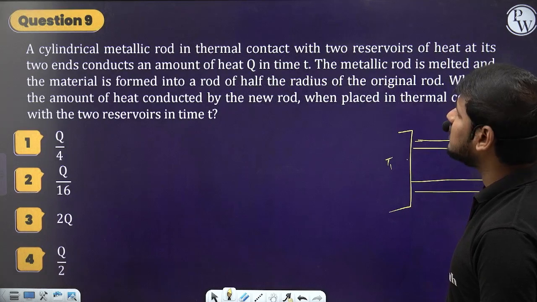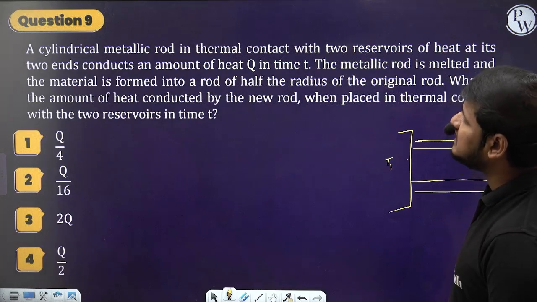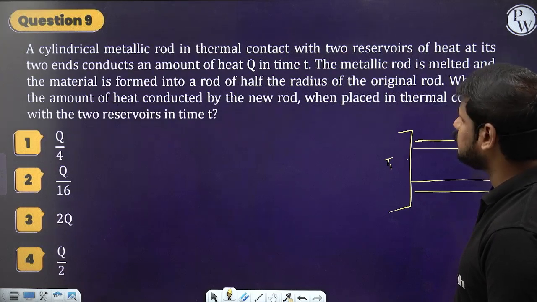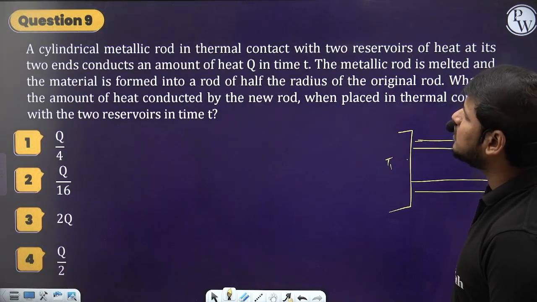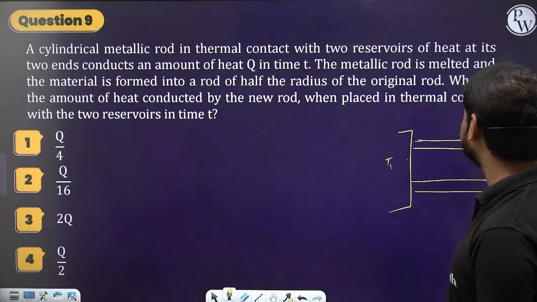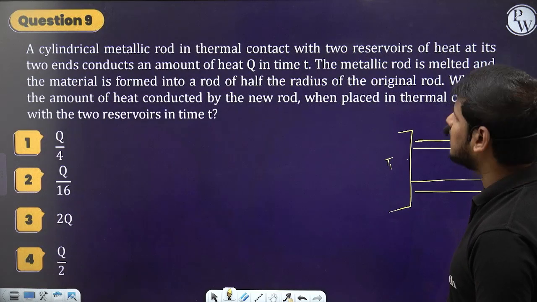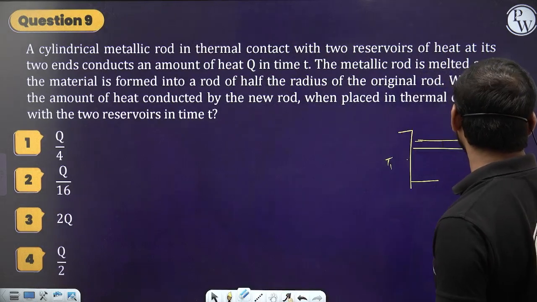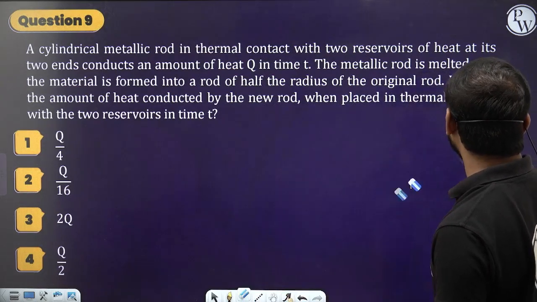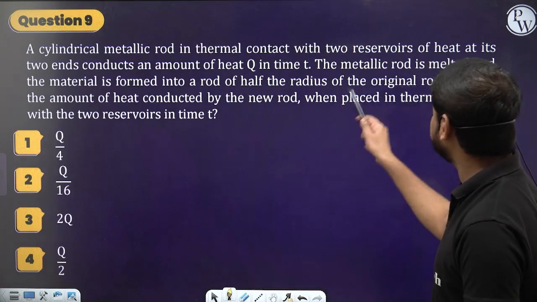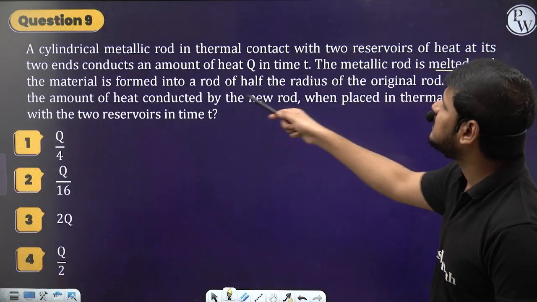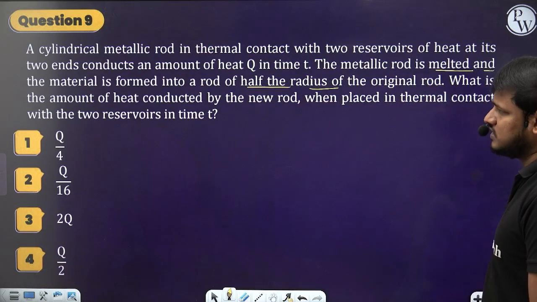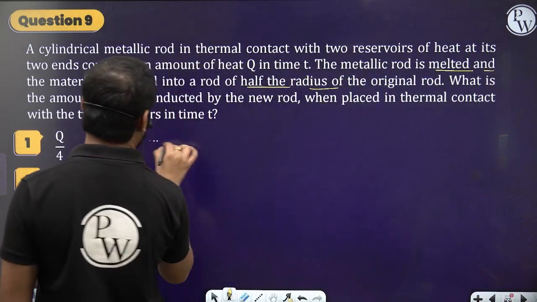The metallic rod is melted and the material is formed into a rod of half the radius of the original rod. Okay, fine. So what is the amount of heat conducted by the new rod when placed in thermal contact with the 2 reservoirs in time t? Same concept. Can you guys take it as homework? Simple thing. A metallic rod is melted and formed into a rod of half the radius of the original one.